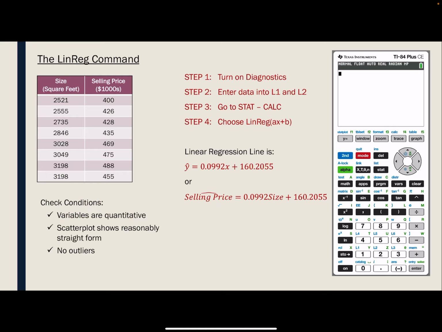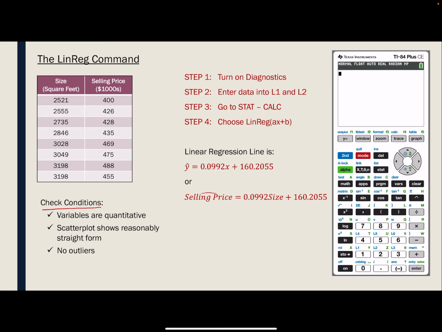So we're going to use our calculator to find the linear regression model. We've actually already done this because it's the exact same steps as finding the correlation coefficient. The linear regression model also has the same conditions. We want to make sure that the variables are quantitative. We want to make sure that the form is reasonably straight and that there are no outliers.